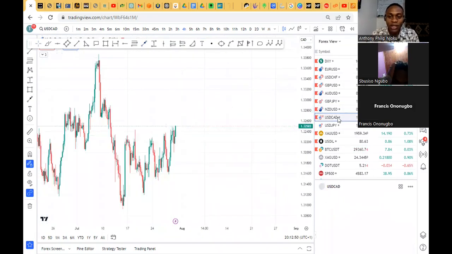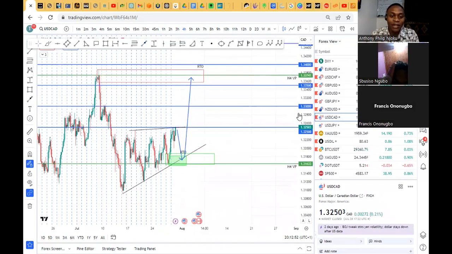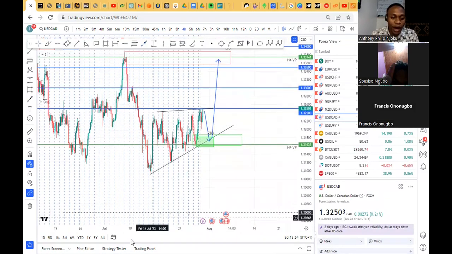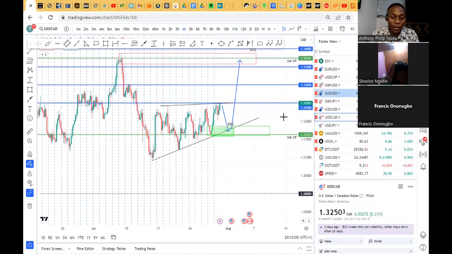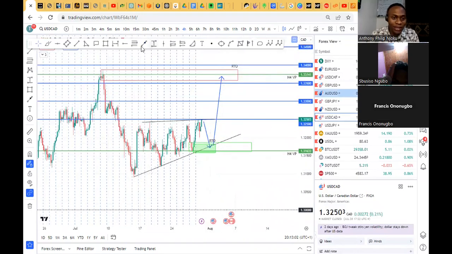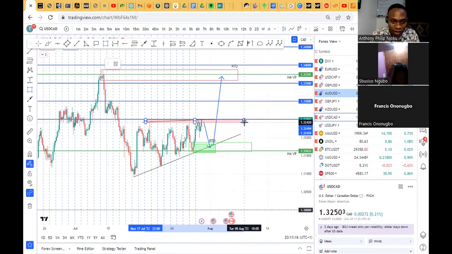The next on the list is USD/CAD. USD/CAD has an ascending wedge forming. Ascending wedge. Let's see if, no, it's an ascending wedge. But if you position it this way, you can say it's a triangle, ascending triangle.